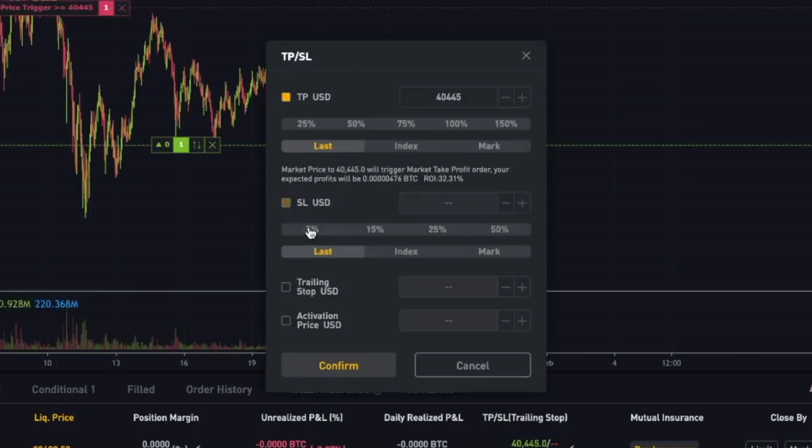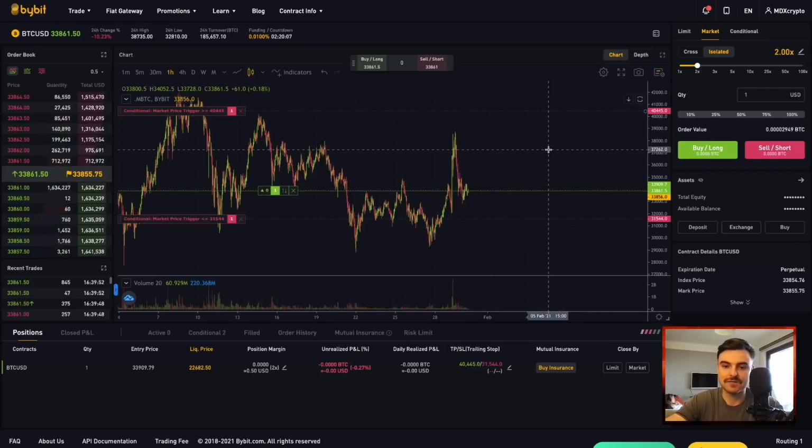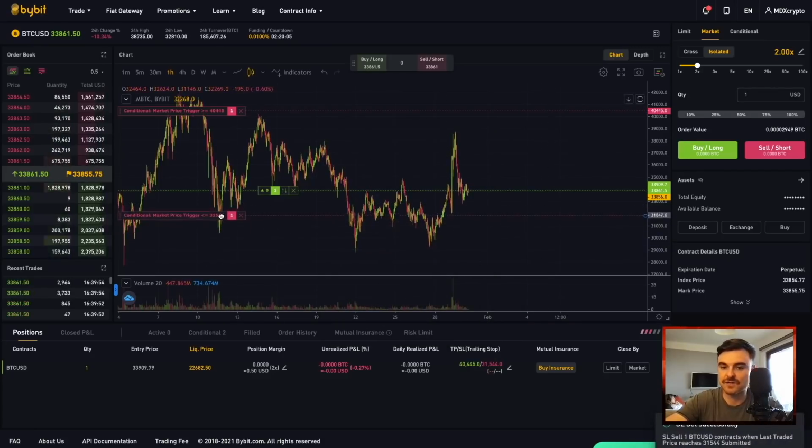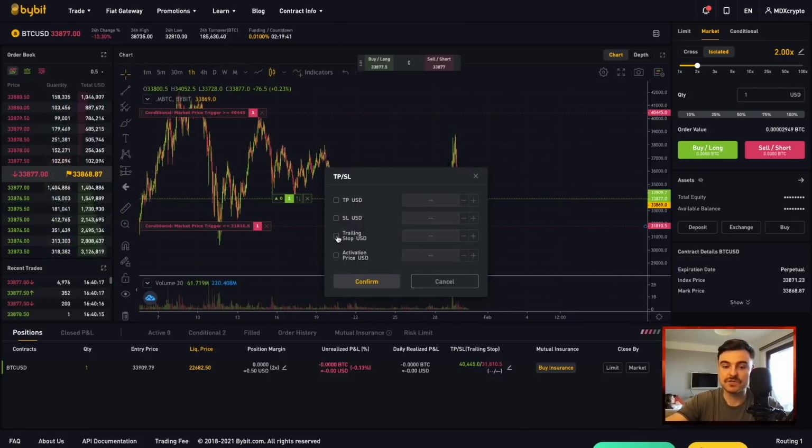If you do stop loss, you click on SL and say, I don't want to lose any more than 15% on this trade. You click confirm, it will show you your stop loss. So say for instance, you have your stop loss here, your take profit there. And then if you do your measuring tool, you can see this is the kind of potential trade you're looking at. Just to mention as well, trailing stop.